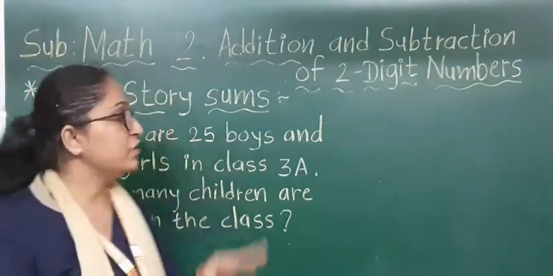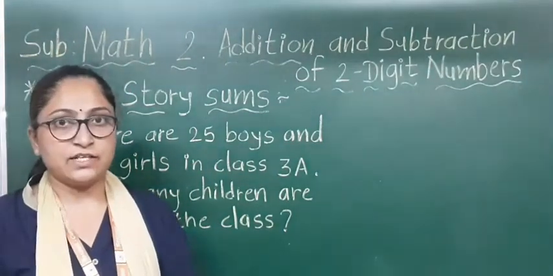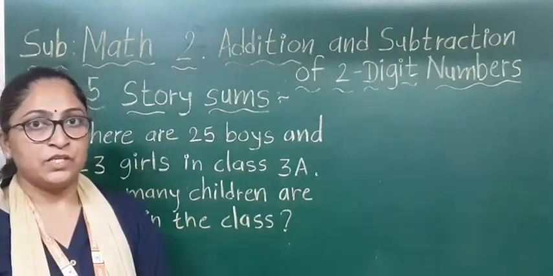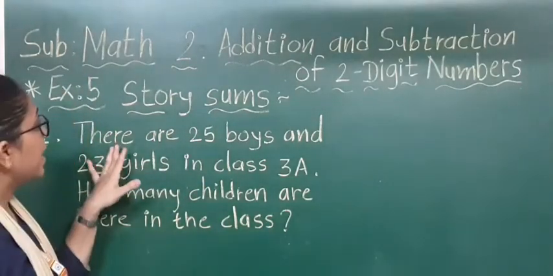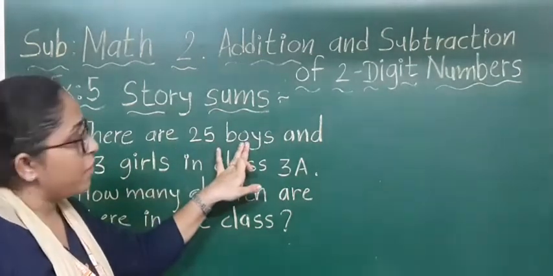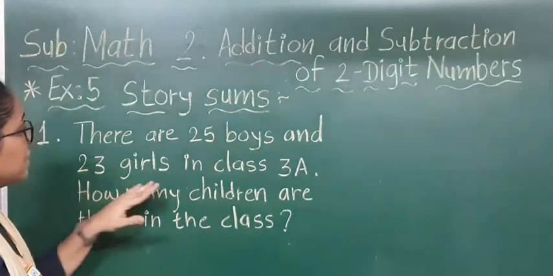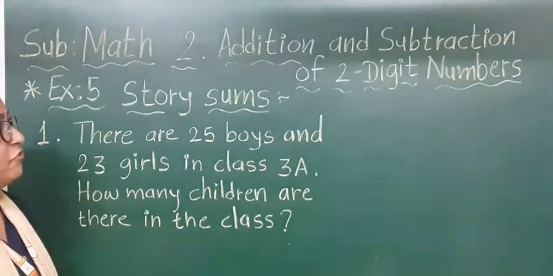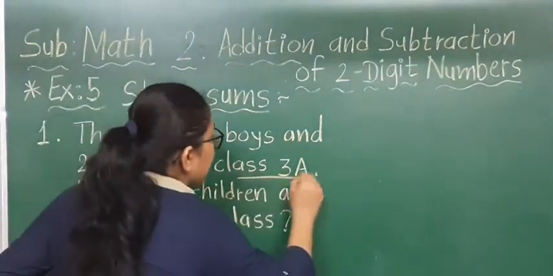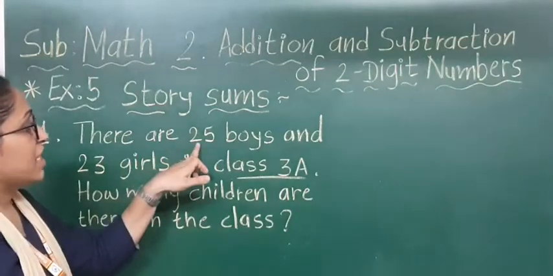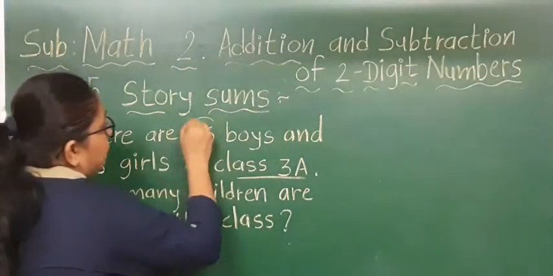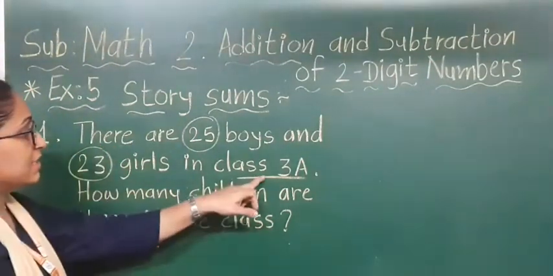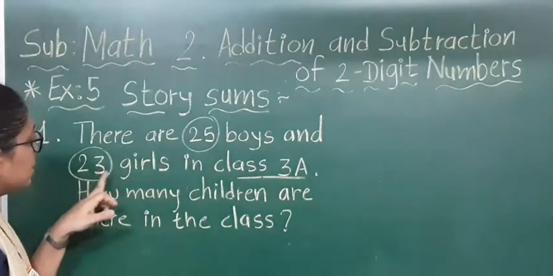Here we have to read the question and find the answer with the help of addition. This is the story sum related to addition. So let's read the first question. There are 25 boys and 23 girls in class 3A. Here we are given the information about class 3A: 25 boys and 23 girls.